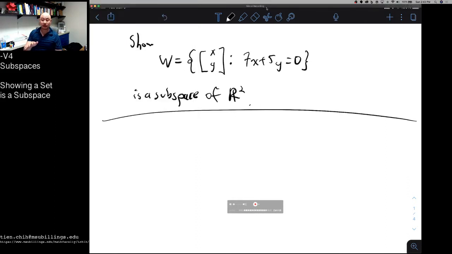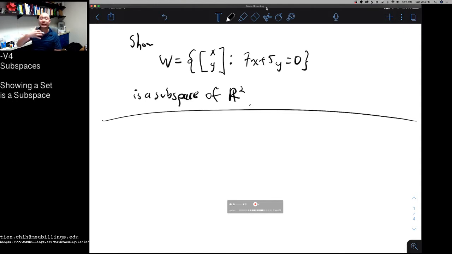Alright, so in this video, we're going to be showing that W, which is the set of all two-dimensional vectors x and y so that 7x plus 5y is equal to 0, is a legit subspace of R squared.